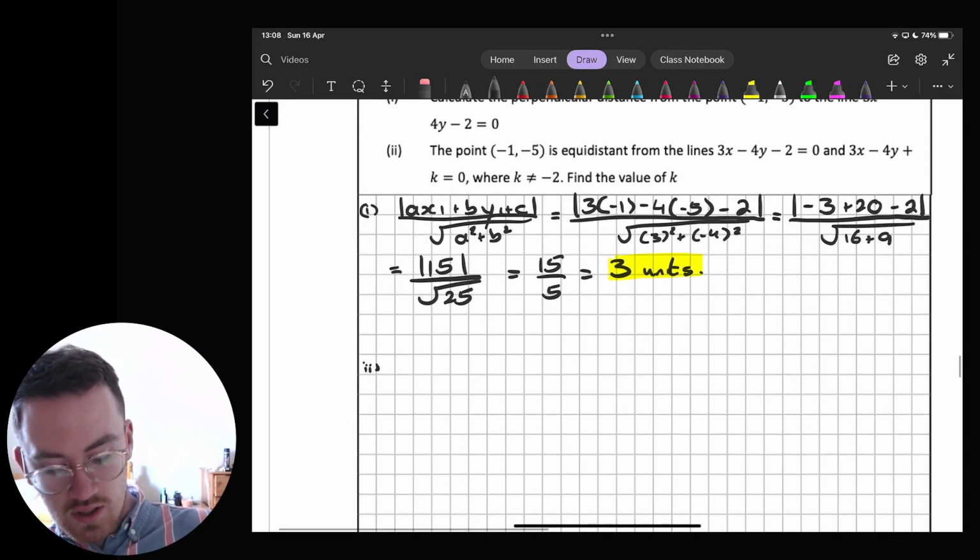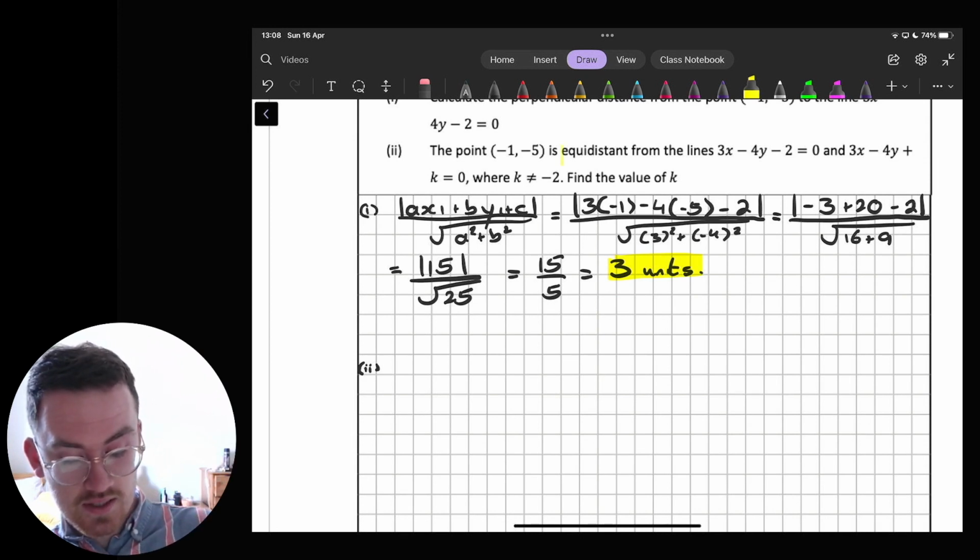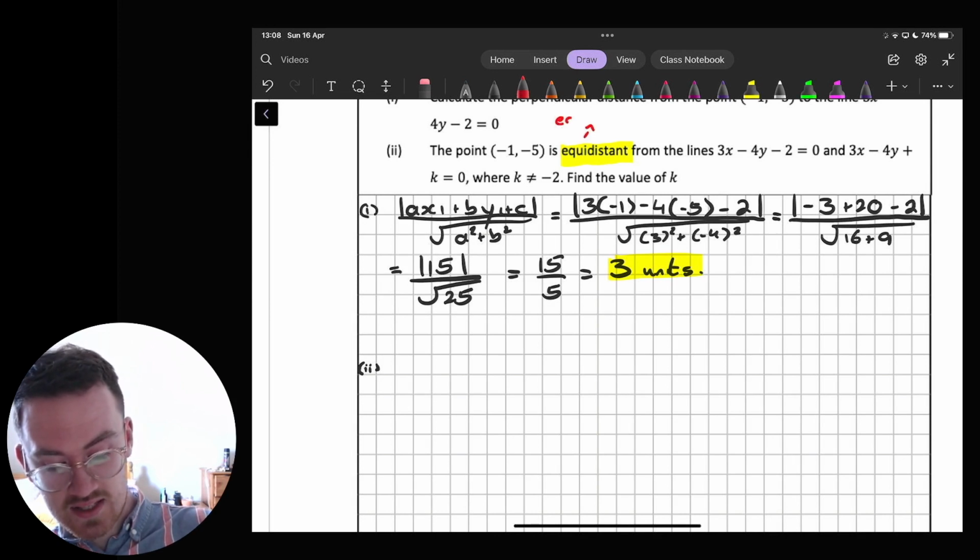Now the point -1, -5 is equidistant from these two lines. And equidistant, if we break down the word, means equal distance.